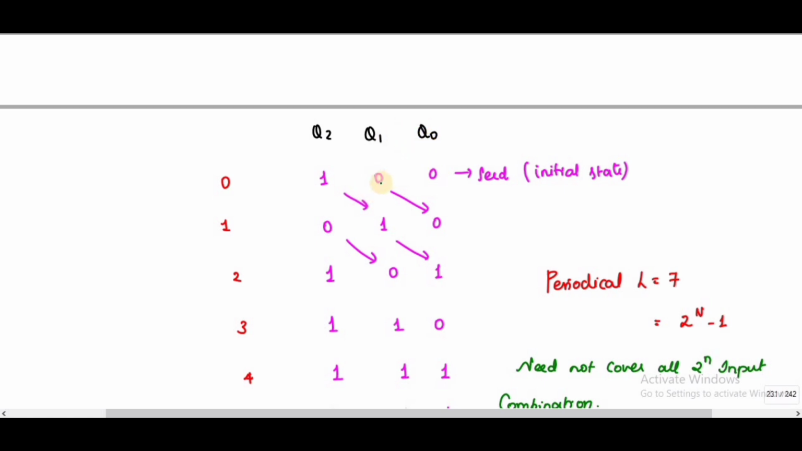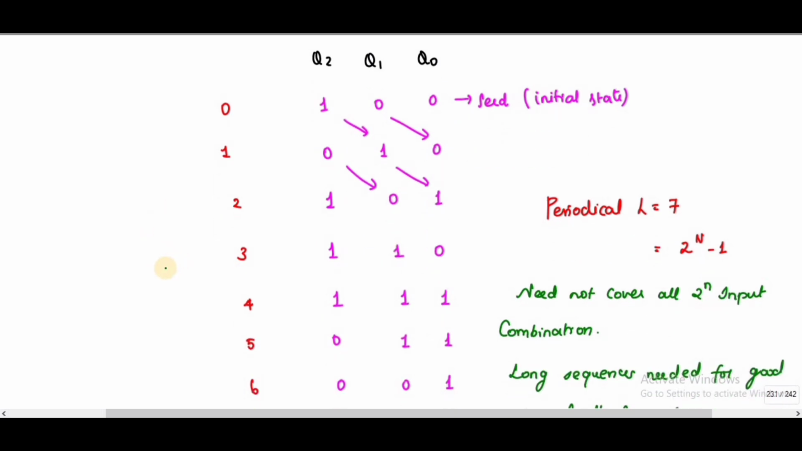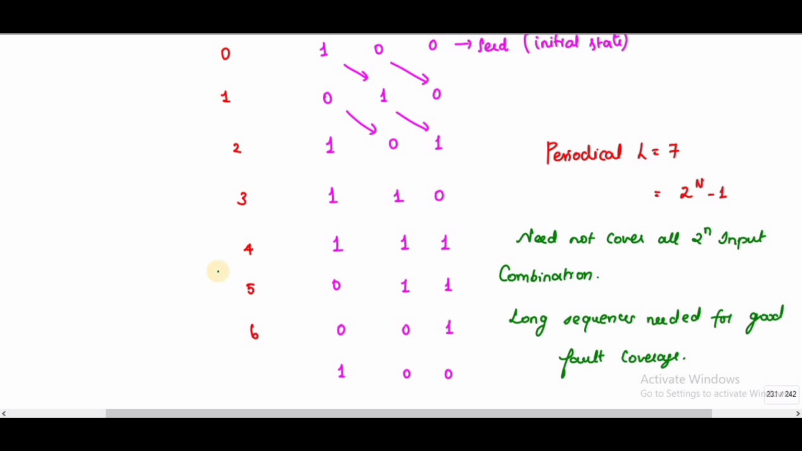These two values get shifted. Again, 0 1 is XORed, and you will get 1, and these two values get shifted. So 0 XOR 1 is 1, and these two values get shifted. 1 XOR 0 is 1, so 1 1, and 1 XOR 1 is 0 and 1 1. Here also 1 XOR 1 is 0 and you will get 0 1, and 0 XOR 1 is 1 and you will get 0 0.